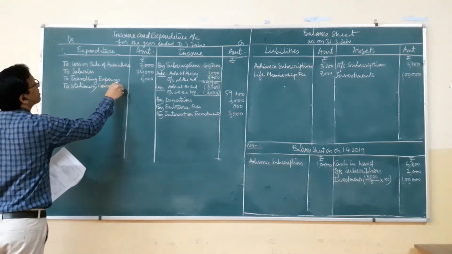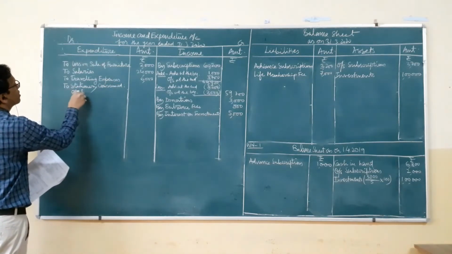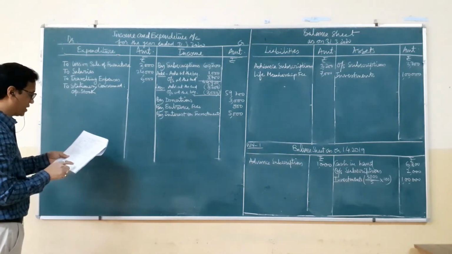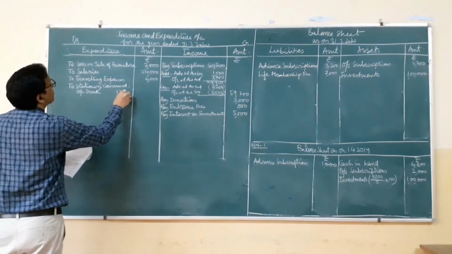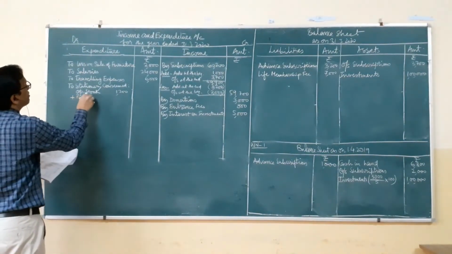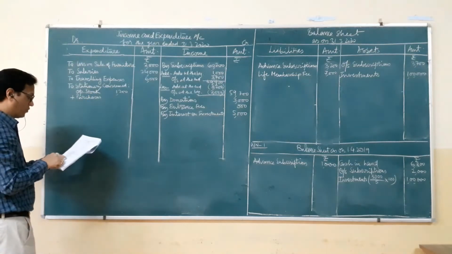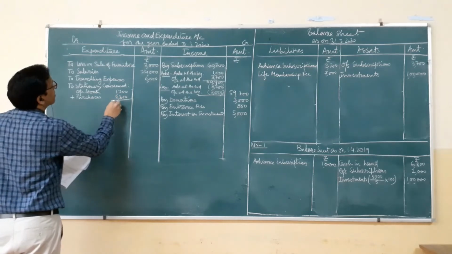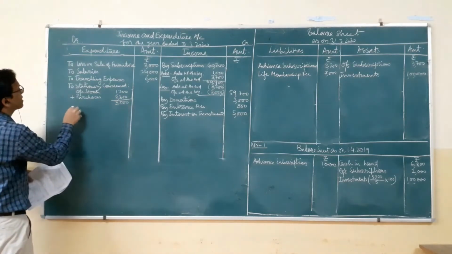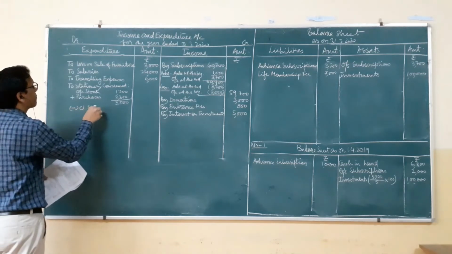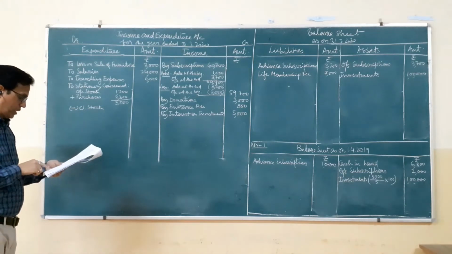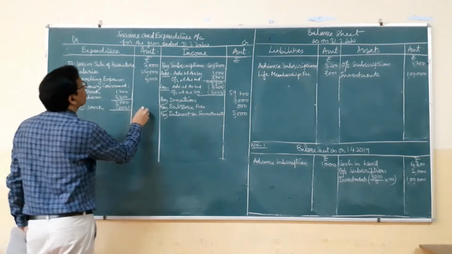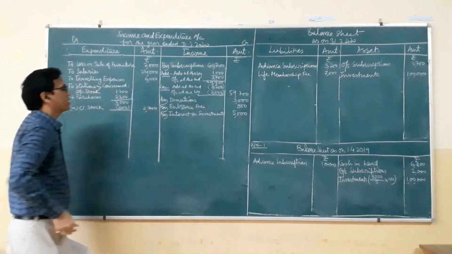And what is the formula? Formula is opening stock of stationery. It is given in the adjustments. Stock of stationery 1,200 plus purchases. It is given in the payment side of the receipts and payment account, 2,300. Total 3,500 minus closing stock of stationery. Closing stock of stationery given is 800 in the additional information. We will subtract it. So 2,700 rupees of stationery was consumed.